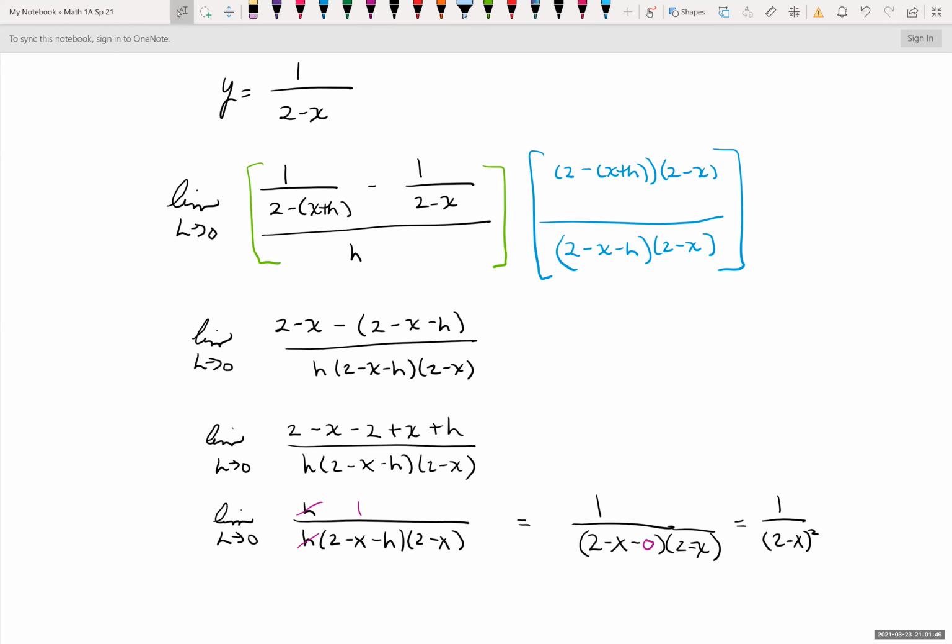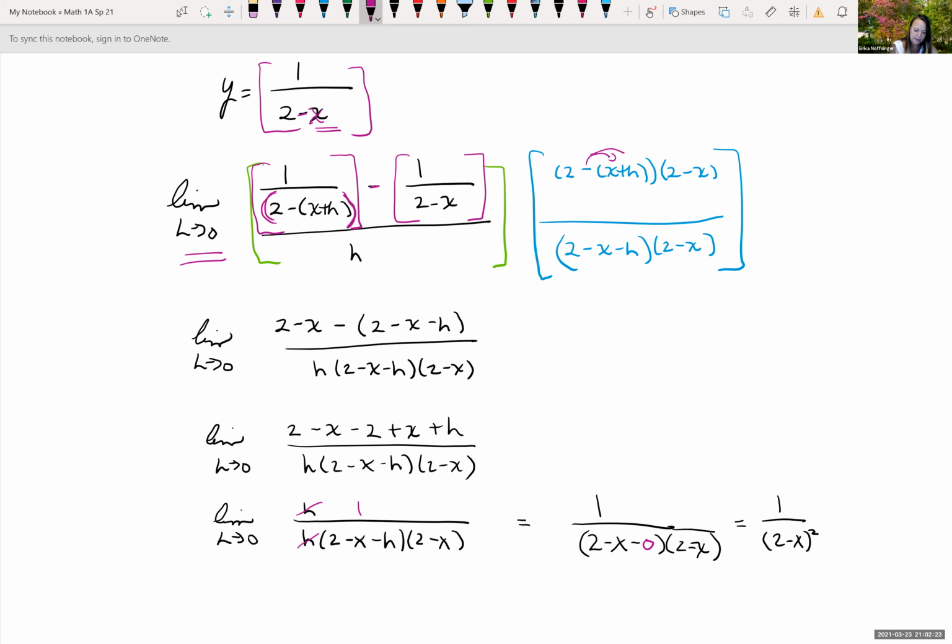And so if we use our formal definition, this is our 1 over 2 minus, plugging in x plus h wherever we saw an x, minus our original function all over h. And so let's clear, this is a complex fraction. So let's clear the complex fraction by multiplying both the numerator and denominator by our LCD, which would be, in this case, each denominator of the fractions within. So 2 minus x plus h all times 2 minus x.